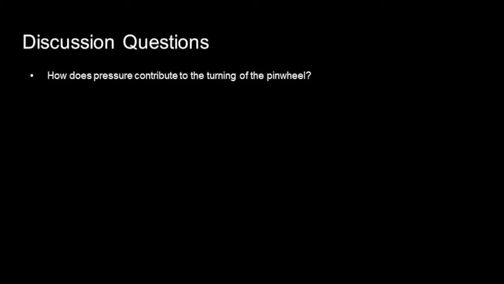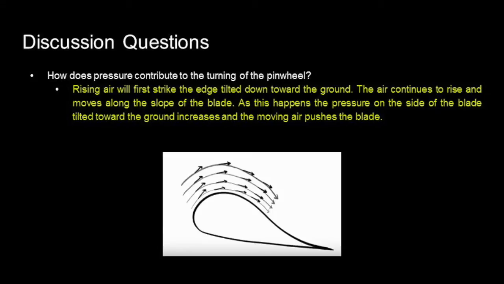How does pressure contribute to the turning of the pinwheel? Well, rising air will first strike the edge tilted down towards the ground. The air continues to rise and moves along the slope of the blade. As this happens, the pressure on the side of the blade tilted toward the ground increases, and the moving air pushes the blade.